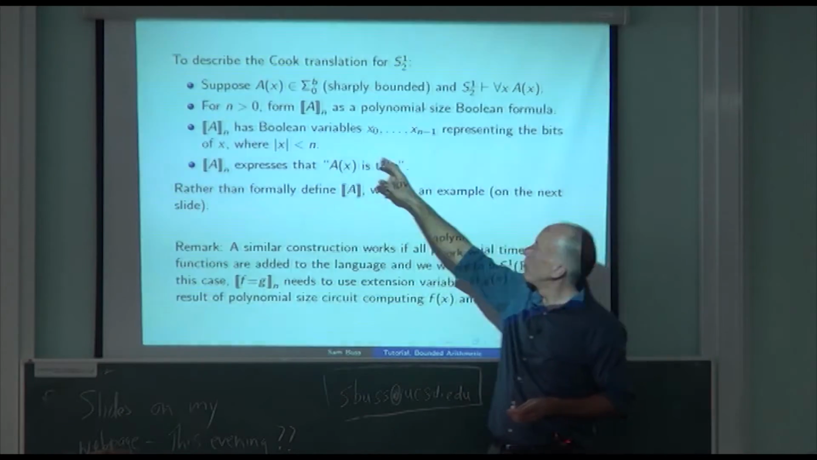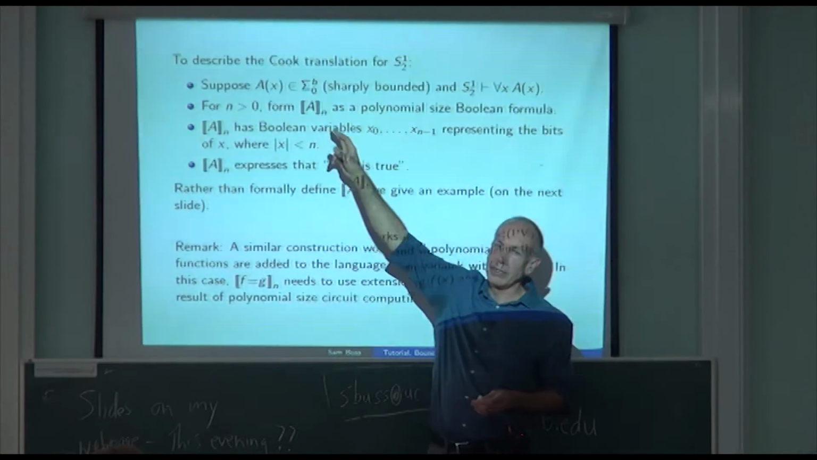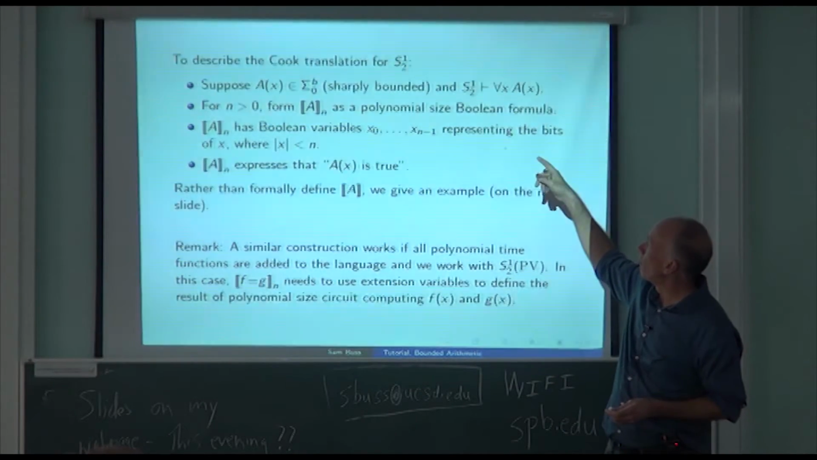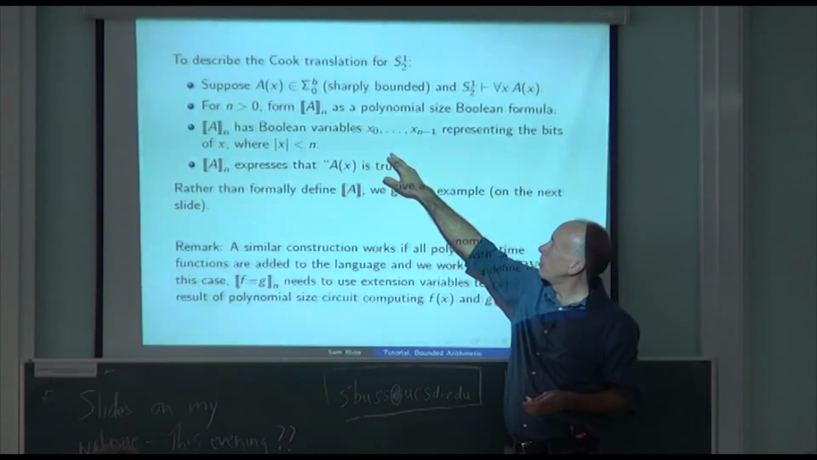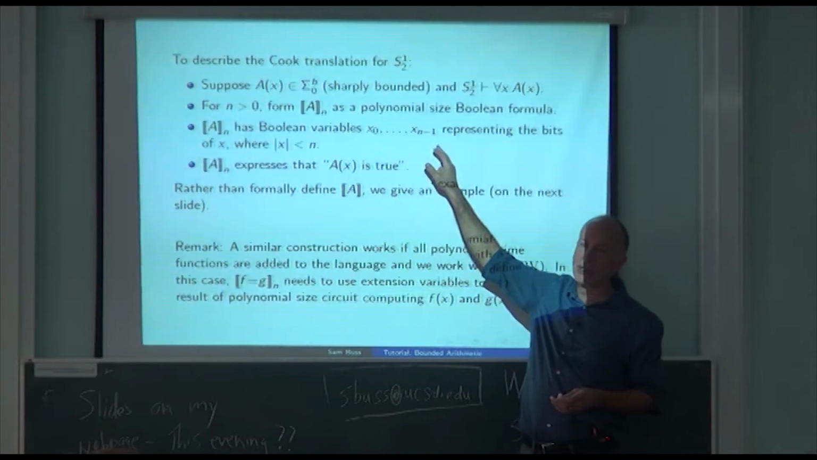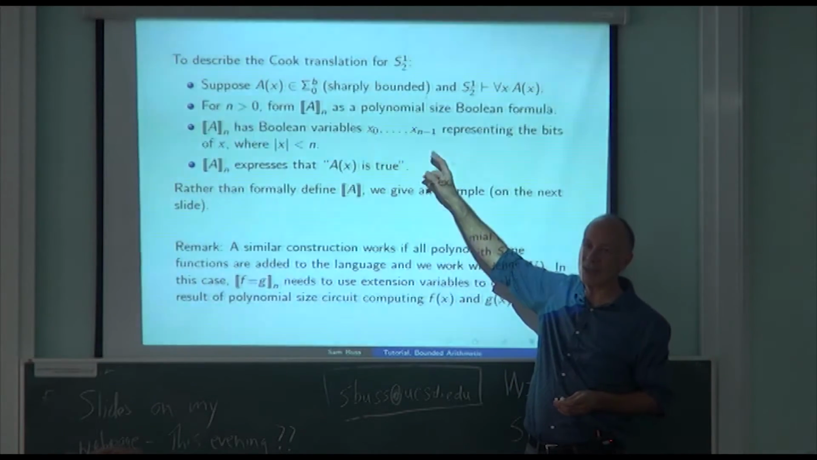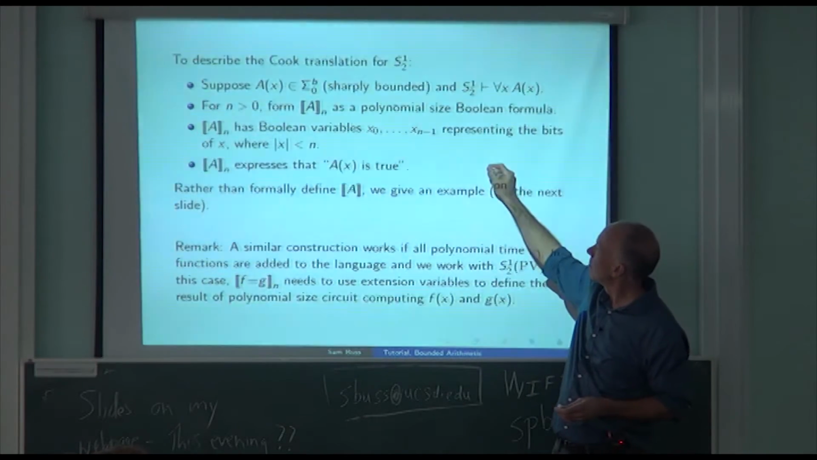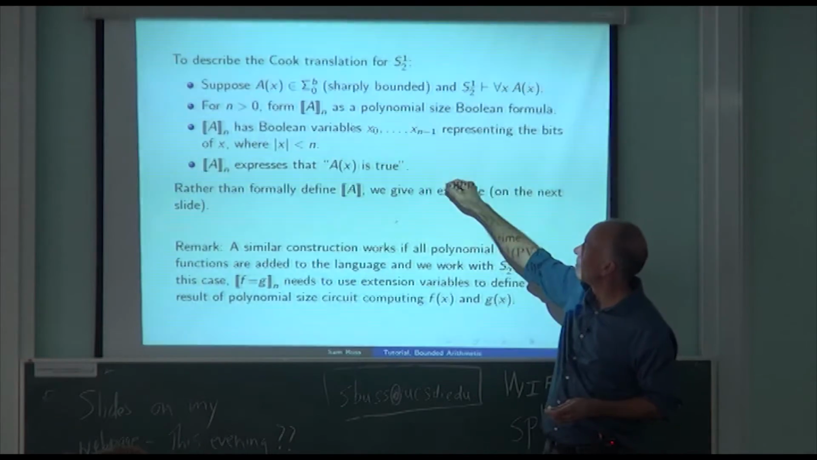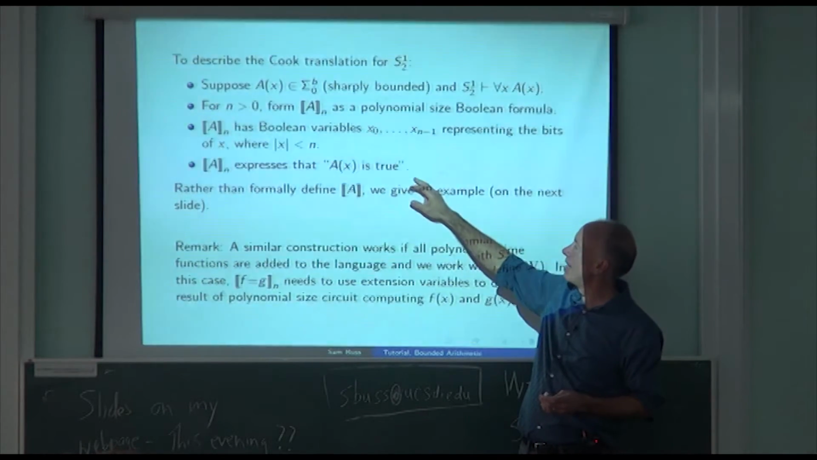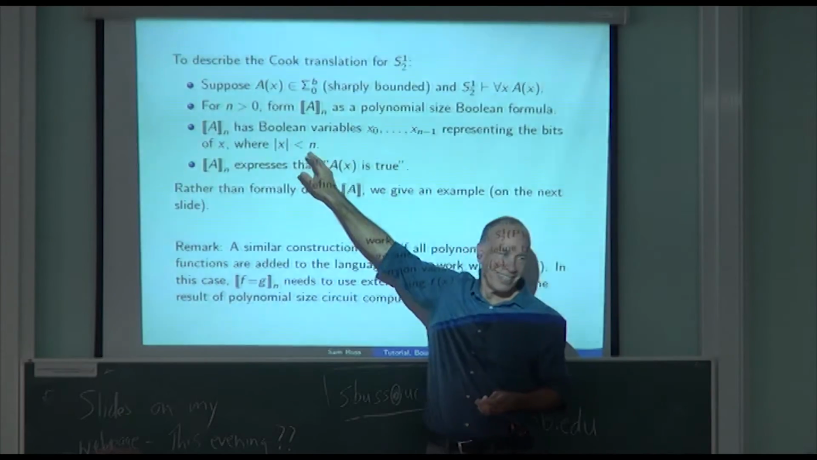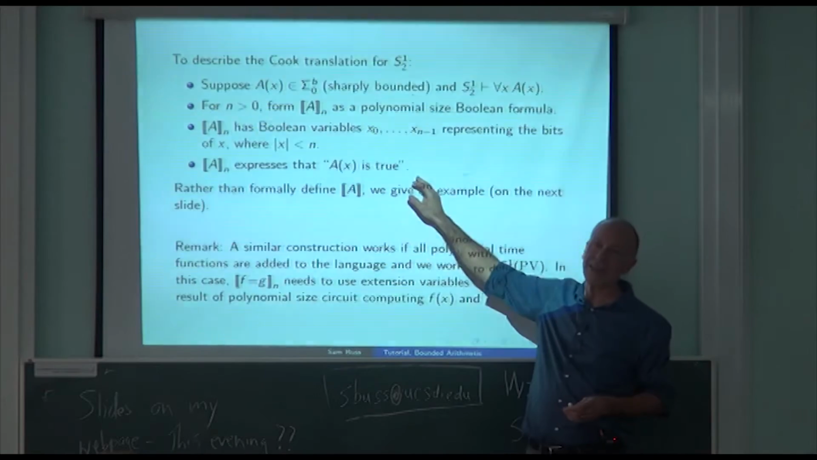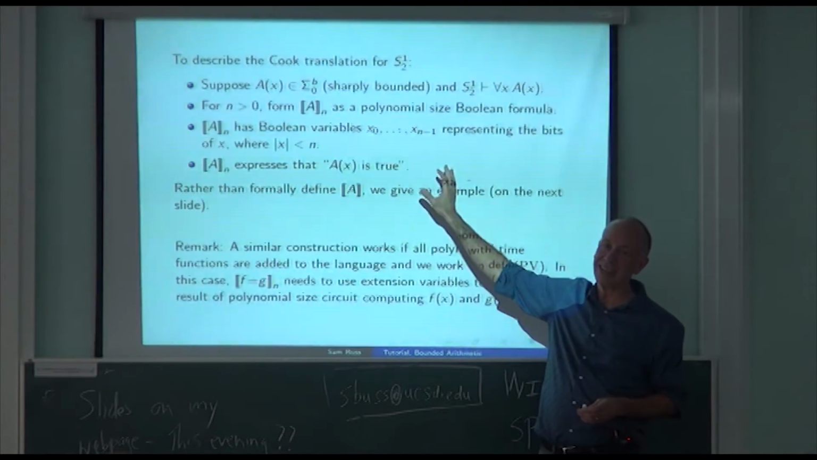Then we're going to form these formulas, A bracket sub n, as polynomial size Boolean formulas involving Boolean variables x0 through xn minus 1, representing the bits of some number x of length less than n, maybe less than or equal to n, whichever. And A sub n expresses that A of x is true for n-bit numbers x.